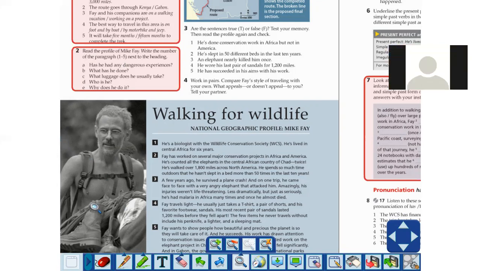Number 2, Fay has worked on several major conservation projects in Africa and America. He's counted all the elephants in the Central African country of Chad twice. He's walked over 1,800 miles across North America. He spent so much time outdoors that he hasn't slept in bed more than 50 times in the last 10 years.